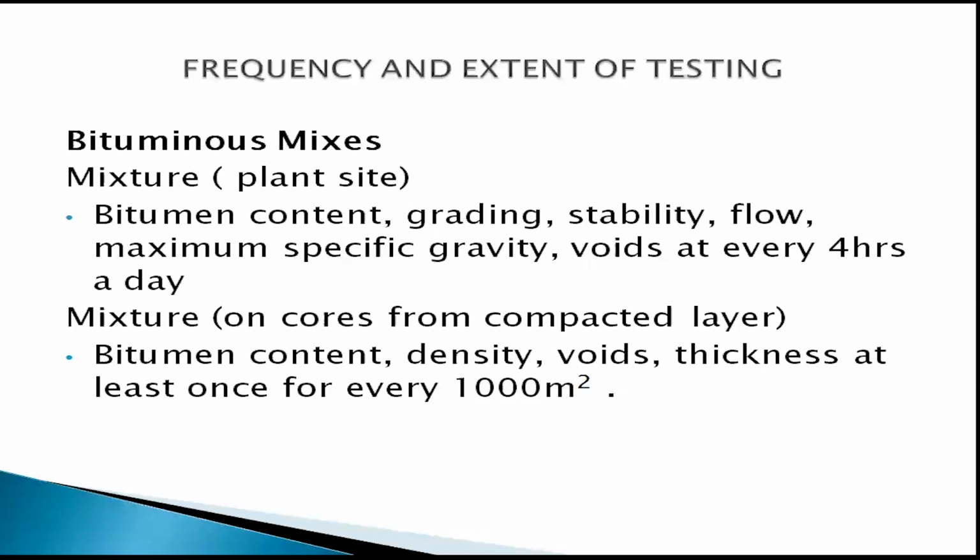At the plant site, when the asphalt concrete has been produced, we need to pick samples and determine the bitumen content, grading, stability, flow, maximum specific gravity, and then voids at every 4 hours a day during production. And then cores from the field, when the material has been laid and compacted, we need to take cores and then determine the bitumen content, the density, the voids, thickness, at least once for every 1,000 meters squared.